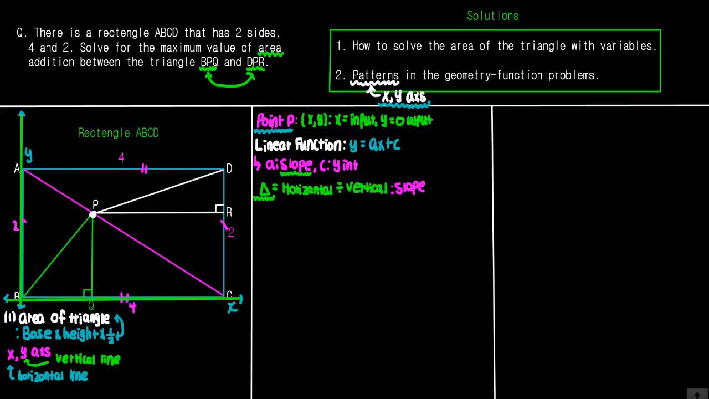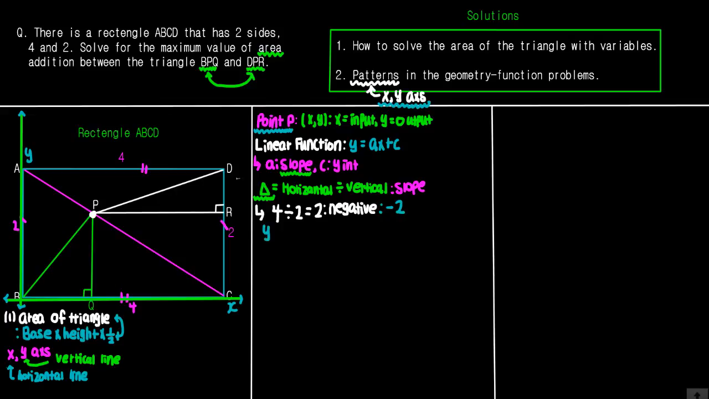So at first, let's think about what the horizontal line is. Our horizontal line will be 4, which is BC and AD, divided by the vertical line, which is AB and DC, which will be 2. And it will give us the output 2. But we are not done yet. If you look at where the straight line is located, it is going toward the negative side. So our slope won't be 2. Our slope will be negative 2.